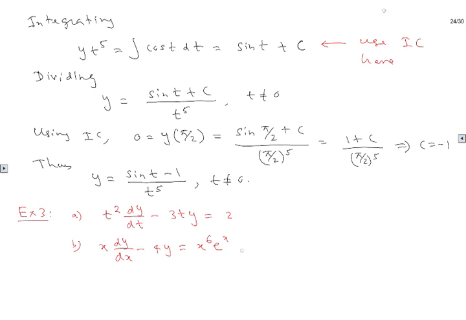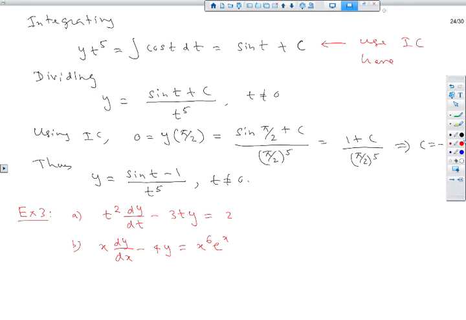Okay, so let's continue. Let's do another type. You can see that all problems are different from each other. So let's do another type of problem. The next one, example number 4.